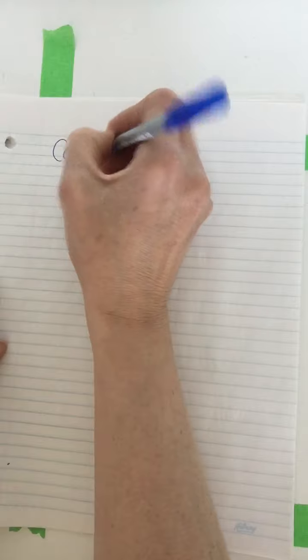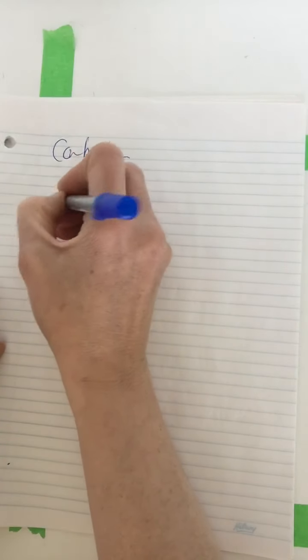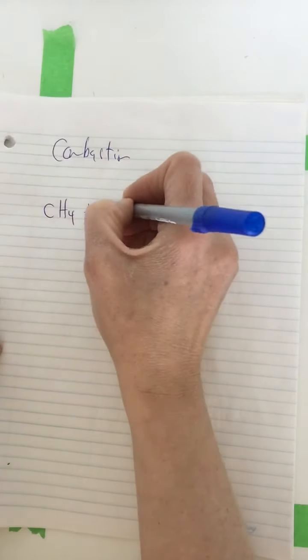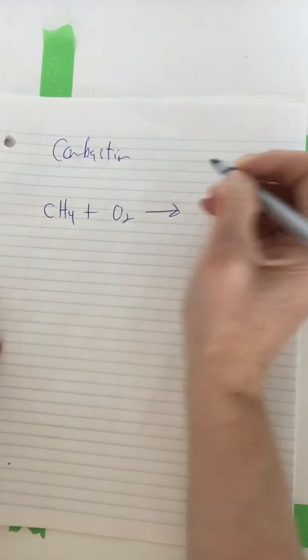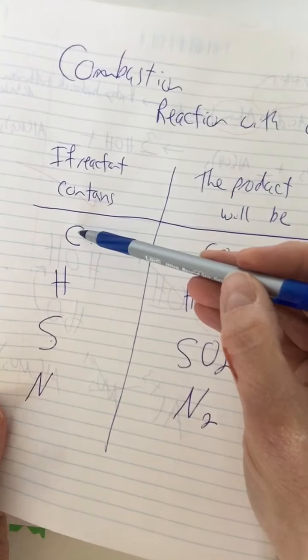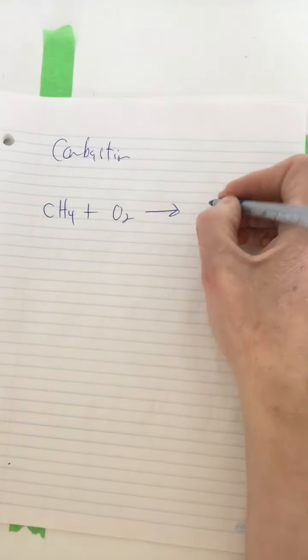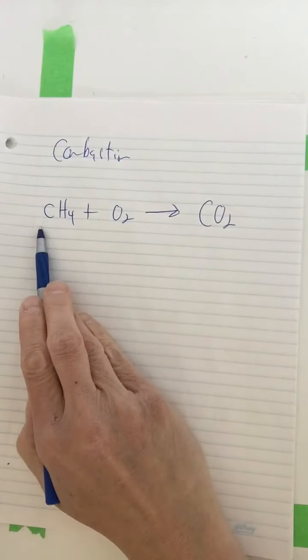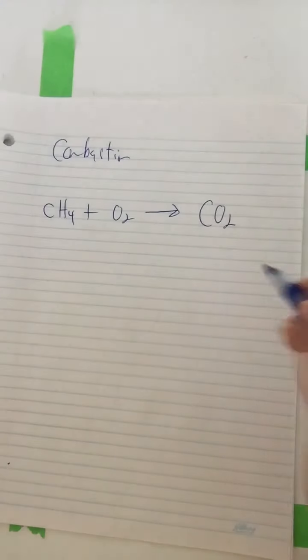All right, so this is an example of a combustion. CH4 plus O2. Okay, so how do I know what's going to be here? Well, if I contained a carbon, I get a CO2. I have a carbon. If I contained a hydrogen, I get water.